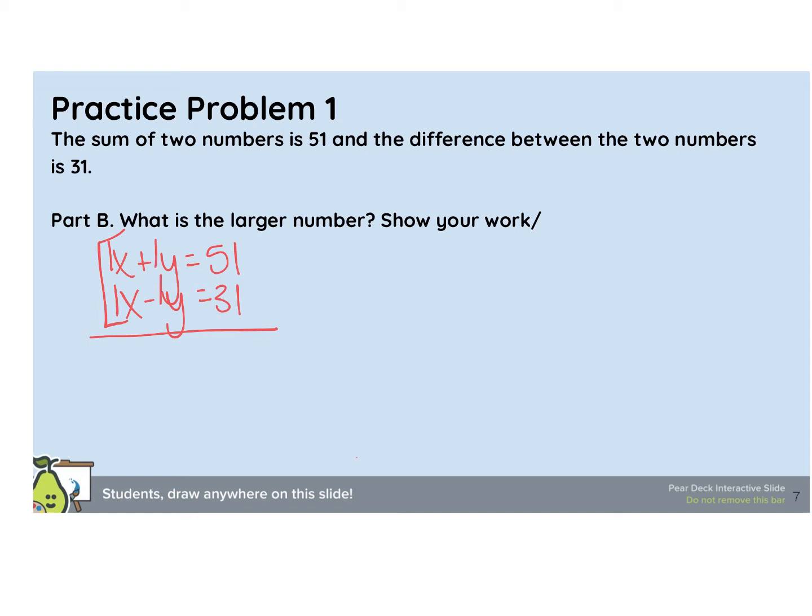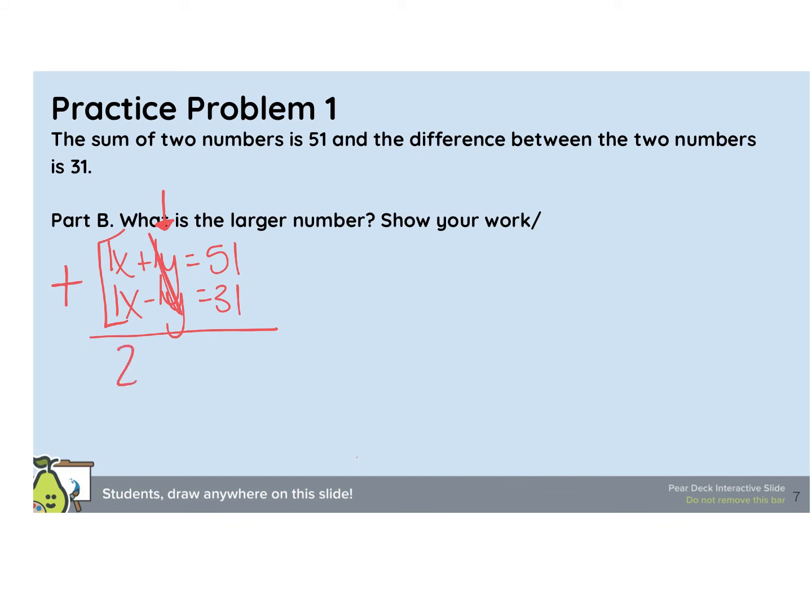So you can decide, do I want to get rid of x or y? I don't like that negative y, so I want to get rid of that. So I'm going to eliminate my y's. You can do whatever you want. We'll get the same answer. So if my signs are different, that means I add. I'm adding these equations together.